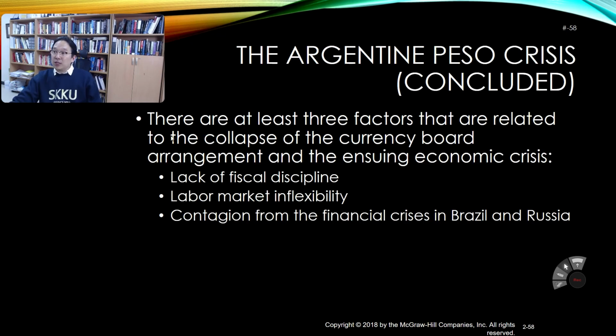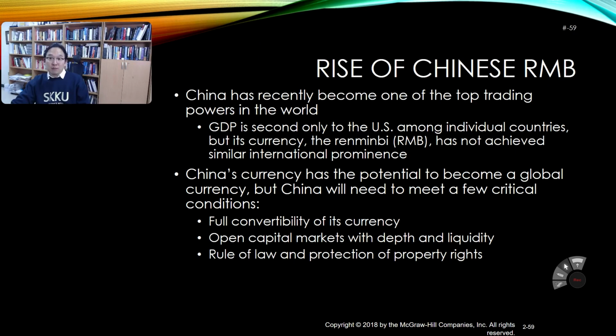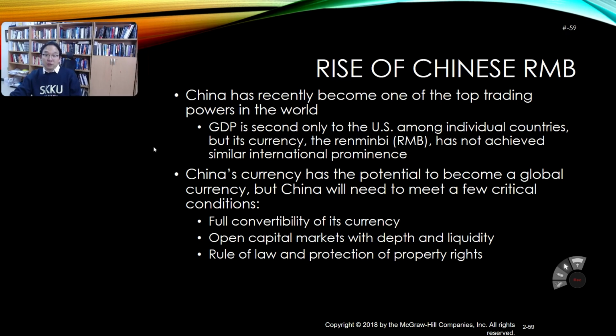So in the Argentinian peso crisis, there are at least three factors related to the collapse of the currency board arrangements and the ensuing economic crisis. You need fiscal discipline. The treasury and the government have to be conservative in their budget management. And labor market inflexibility: the labor market has to be more flexible. And then the contagion from the financial crises in Brazil and Russia in that period. The emerging markets move together, so you have to be careful about what the other countries are doing.